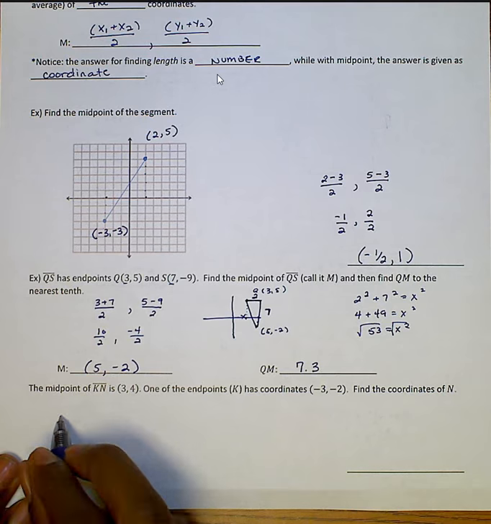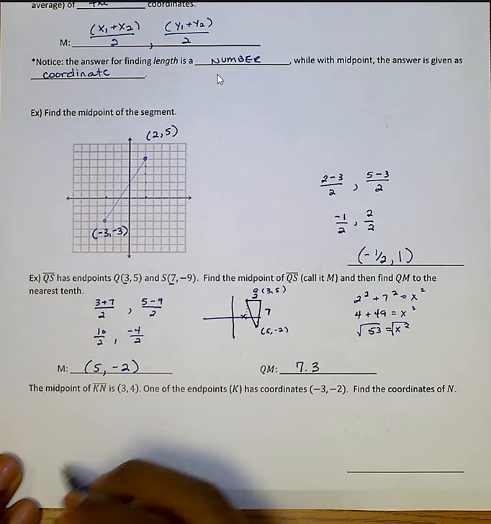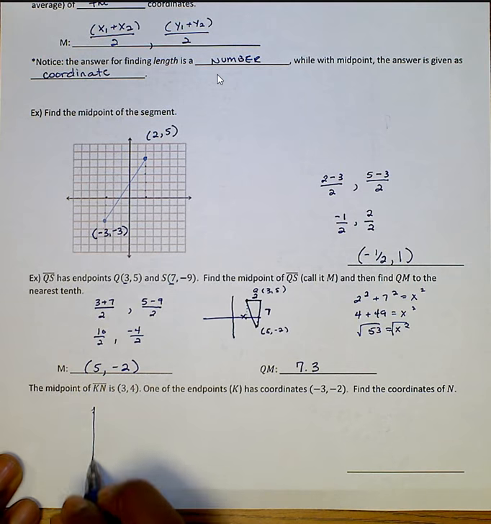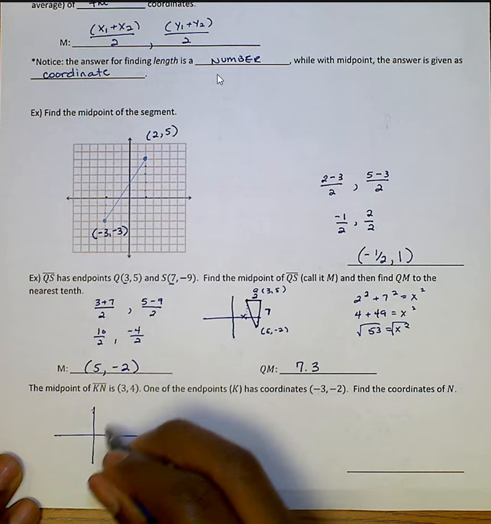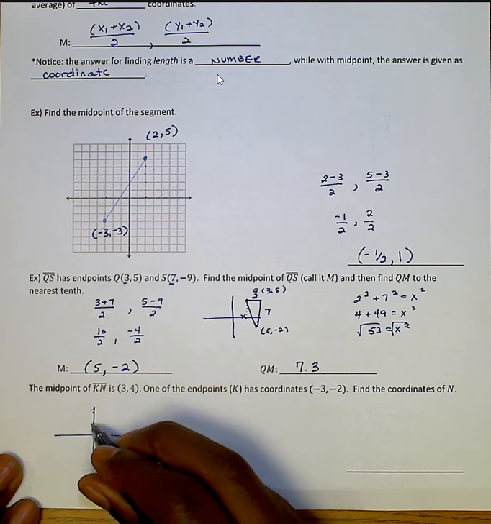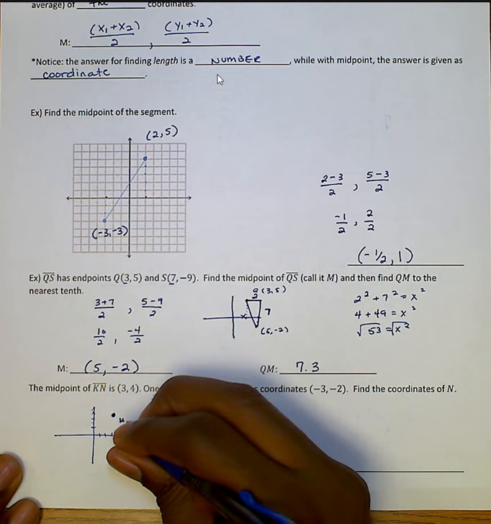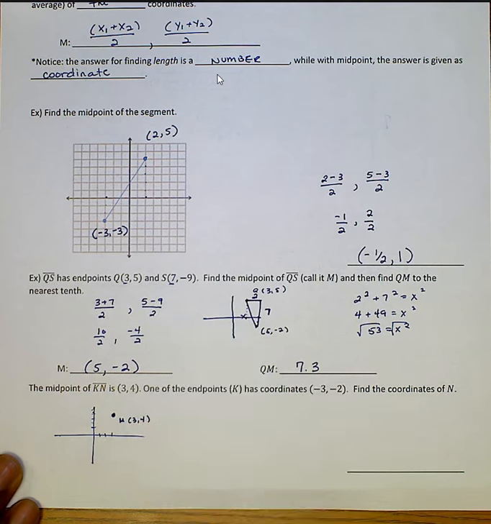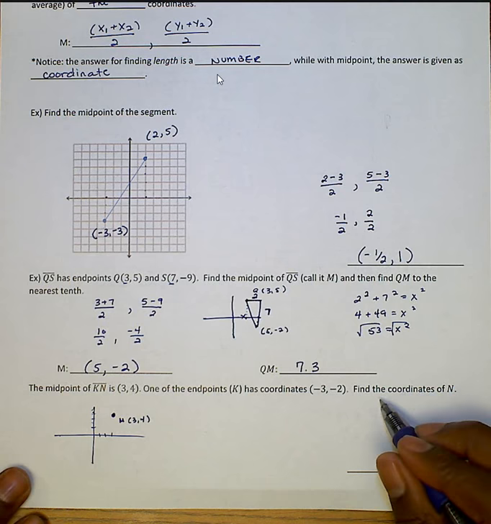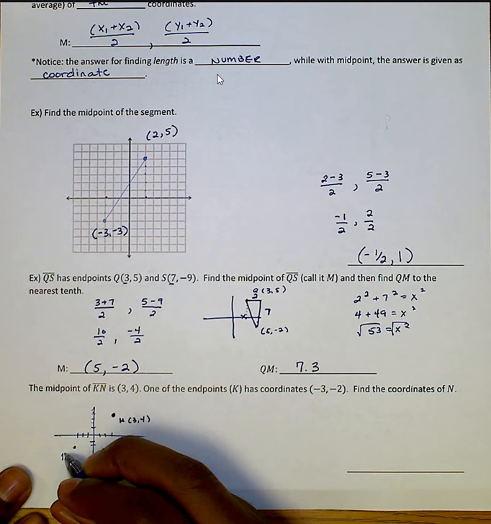I always like to see what they're talking about in these problems. So what they did was they told us that we have one point. Actually, I'll give a coordinate plane here. So they told us that our midpoint is at 3, 4. 1, 2, 3. 1, 2, 3, 4. Okay, that's our midpoint. I'm just going to call it M, so I know it's our midpoint. Okay, and then it told us that we have the endpoint K at negative 3, negative 2. 1, 2, 3, 1, 2. K's here, at negative 3, negative 2.